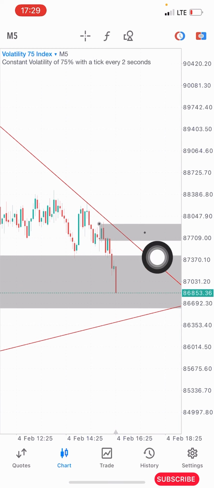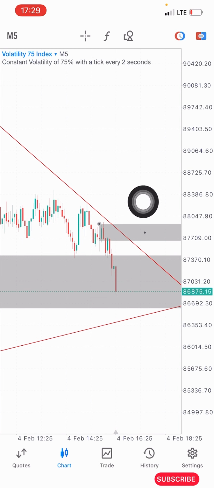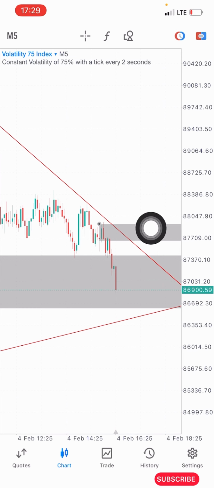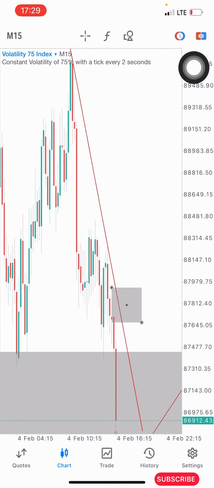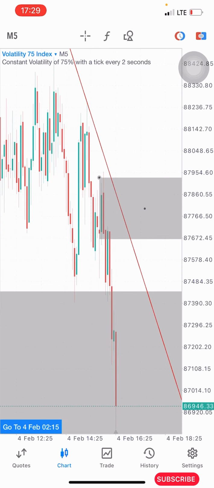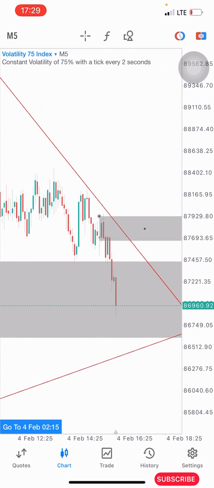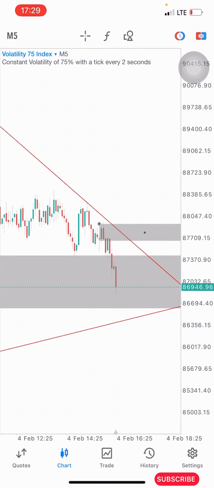So price needs to break above this structure, come back for a retest, then I'll be looking for my buy to the upside. All right, so these are the two things I'll be waiting for in order to take entry, since I now know the direction of the market, right? So this is what I decided to share with you guys today.